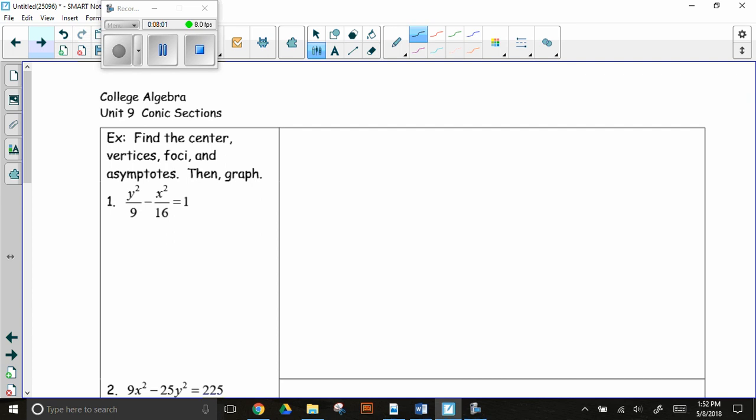So starting off on the first example, let's just dive in a little bit and then struggle through it. We're always going to look for the center first. In this case, our center is 0, 0. I know that's my center because if you notice there's nothing attached to the x or the y that makes it either added or subtracted. So my center is going to be 0, 0. I'm going to draw my center there.